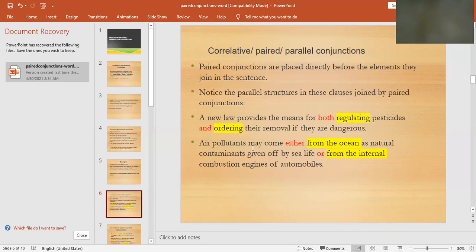Air pollutants may come either from the ocean, a preposition and a noun, a prepositional phrase, or from the internal combustion engines. Okay, so from the internal and from the ocean.